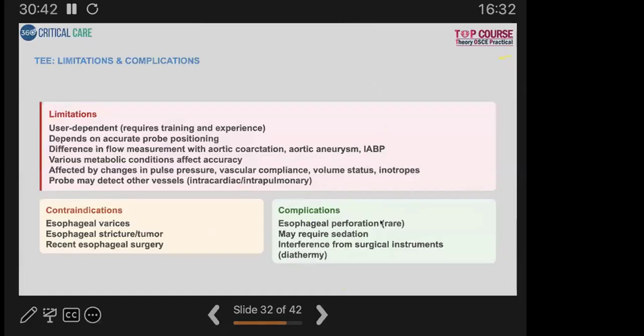So what are the limitations? Of course, you need an expert who could do the esophageal echo. It depends on accurate probe positioning. Difference in the flow measurement can occur with aortic coarctation, aortic aneurysm, and IABP. And it could be affected by the changes in the pulse pressure, vascular compliance, volume status, inotropes. And the probe can also detect other vessels like intracardiac and intrapulmonary vessels. The main contraindications are esophageal varices, esophageal stricture or tumor, or esophageal surgery. And complications could be esophageal perforation, may require sedation, and interference from the other surgical instruments like diathermy.